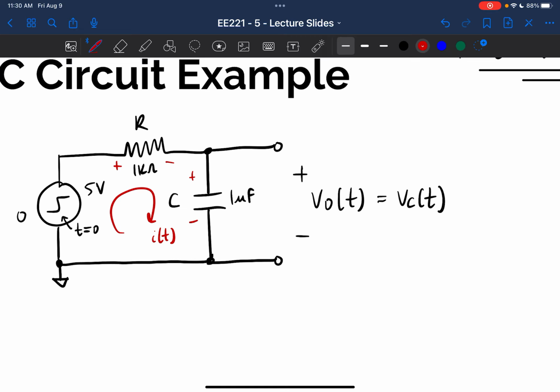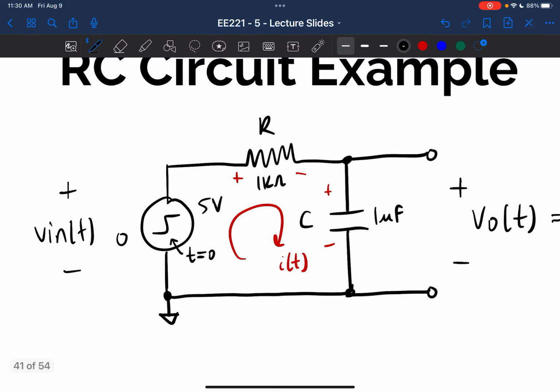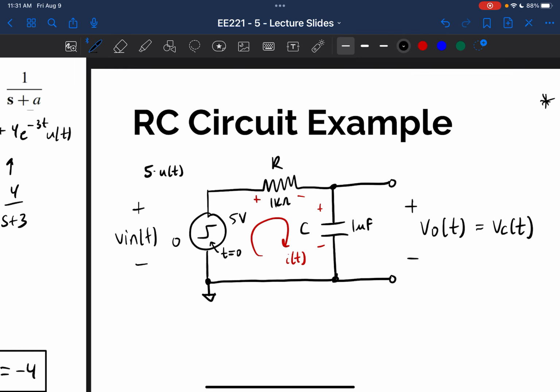So if I were going to write a KVL expression, actually, last thing, let's note that our input can be modeled as a unit step function multiplied by 5. So we'll just say it's 5 times u of t, because, of course, our unit step goes from 0 to 1 at time t equals 0, and my source is going from 0 to 5 at time t equals 0. So we need to multiply that by 5 to model our input.